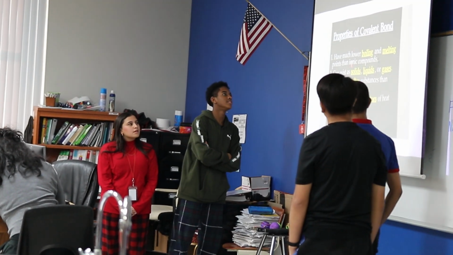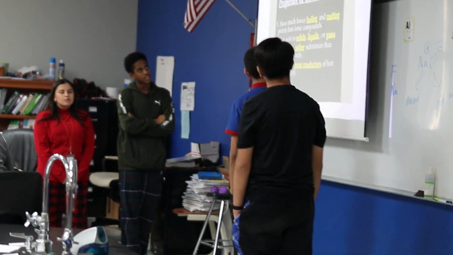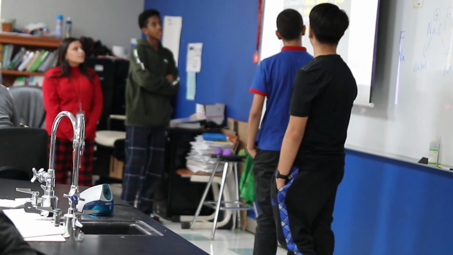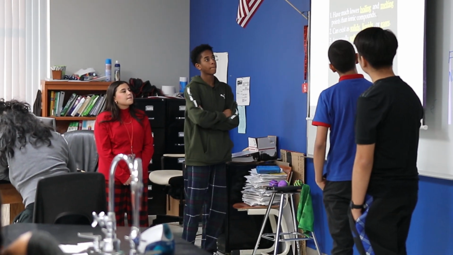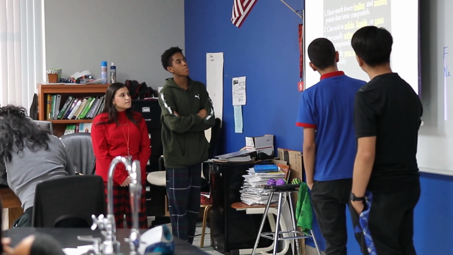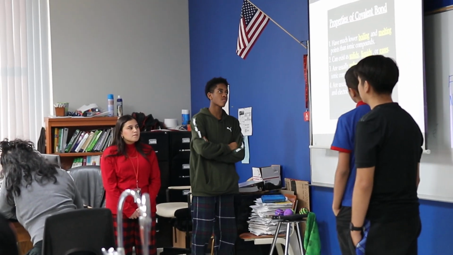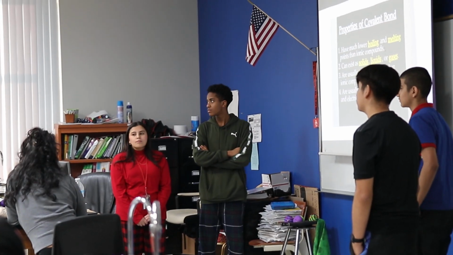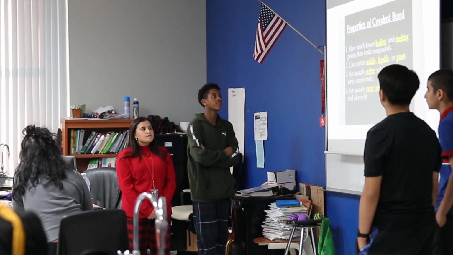Let's go on to the properties of the covalent bond. One, they have much lower boiling and melting points than ionic compounds. They can exist as solids, liquids, or gases. They are usually softer substances than ionic compounds, and they are usually poor conductors of heat and electricity. Have you all followed that? Okay.